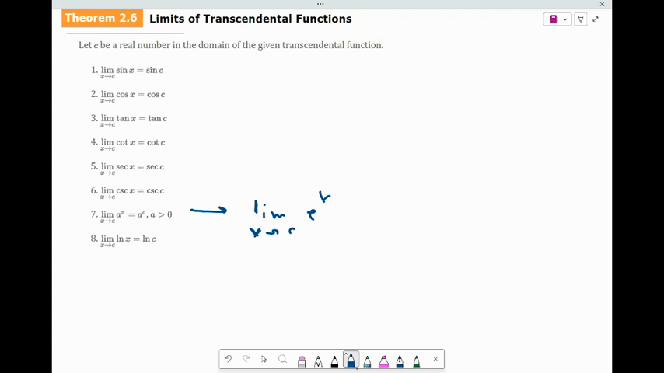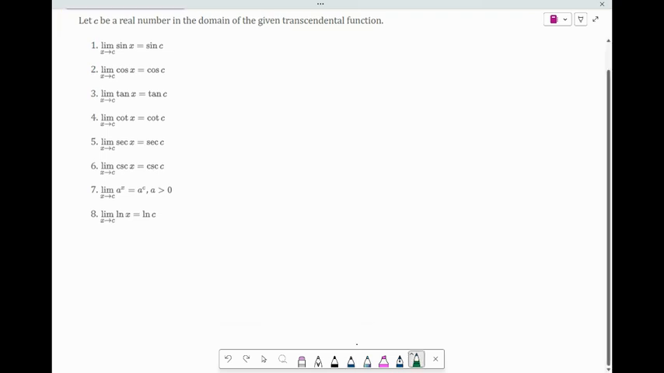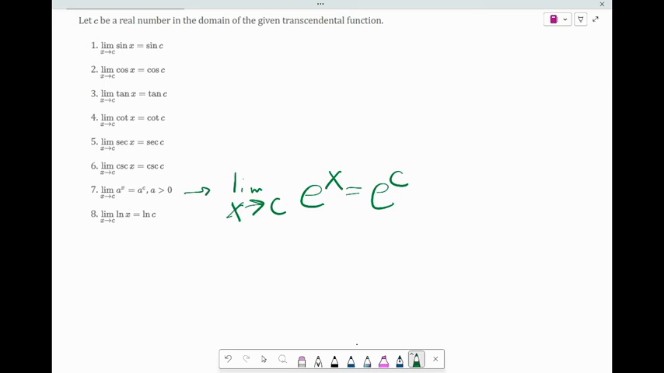with e to the x. All right, let me see, my screen is not writing perfectly here. Let's see if we can do that again. The limit as x approaches c of e to the x equals e to the c. Okay, so it does say it's generalized for a to the x. Property 8 could actually be generalized for log base a, but we're going to just stick with this as logarithms.